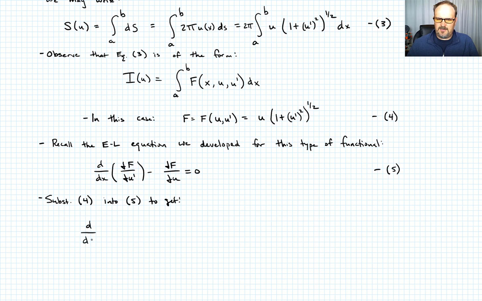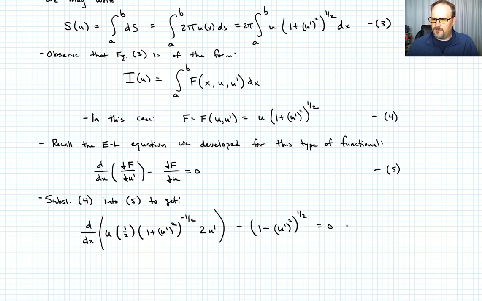Now, I can substitute equation 4 into equation 5 to get the following. We have then d by dx of the partial of f with respect to u prime, so I have u times 1/2 times 1 plus u prime, the quantity squared, to the negative 1/2, this is just using the chain rule, remember, times the derivative of what's inside, so that is going to look like times 2 u prime. So that's the first term, and then minus partial of f with respect to u, that just becomes the quantity 1 minus u prime, the quantity squared, to the 1/2 equals 0.